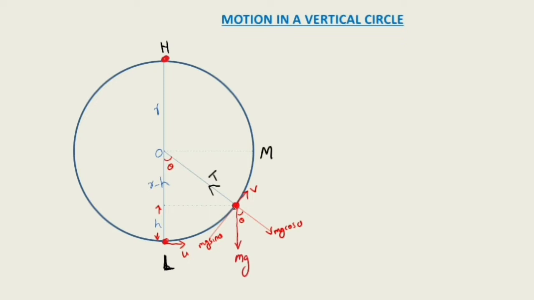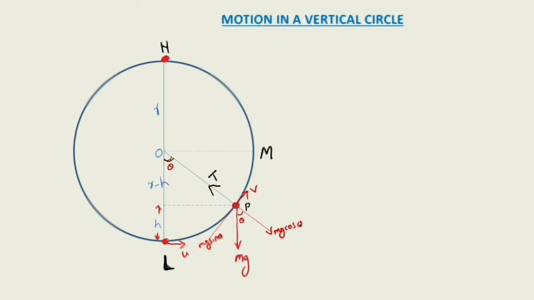So we are considering when the object has reached this point, say the point P. What are the forces acting on the body here? As you already know, mg is acting vertically downward. This mg can be resolved into two components, mg cos theta and mg sin theta, because this angle is equal to theta. When the body is moving from L to P, the angle theta is displaced, so this angle also becomes theta.